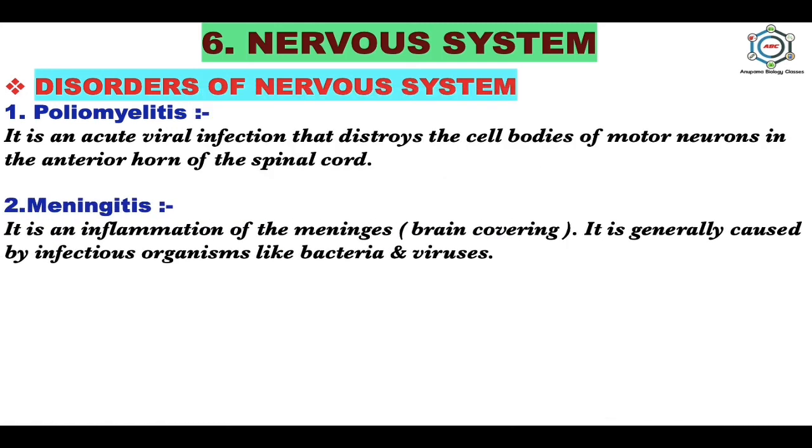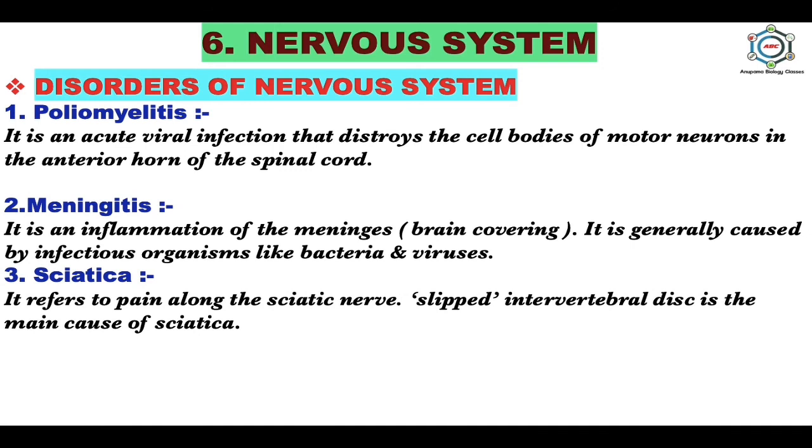Now, second is meningitis. It is an inflammation of the meninges. It is generally caused by infectious organisms like bacteria and virus. Next, sciatica. It refers to pain along the sciatic nerve. A slipped intervertebral disc is the main cause of sciatica. Other causes include osteoarthritis and pregnancy.